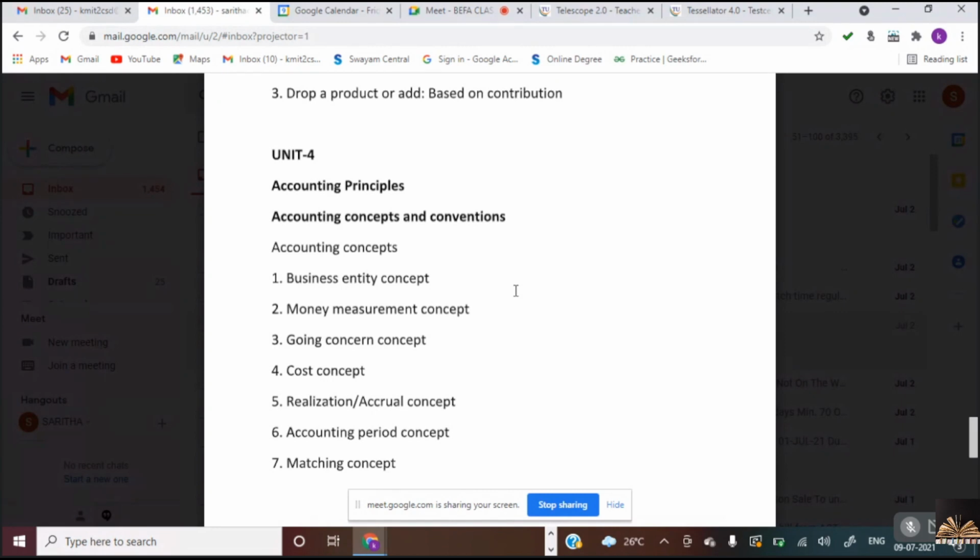The main assumption in this accounting process is that every business unit is a distinct and separate legal entity. It can buy, it can own property, or it can do anything in its name. And the reports are prepared in the same way at the end of the financial year. That is known as the business entity concept. Is that clear? It is not the individual person who purchases or sells. It is the company which has a separate and distinct legal entity. That is known as the business entity concept.